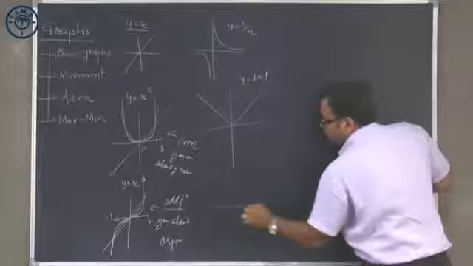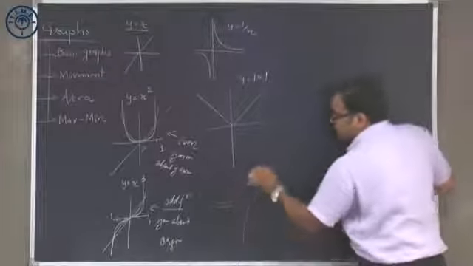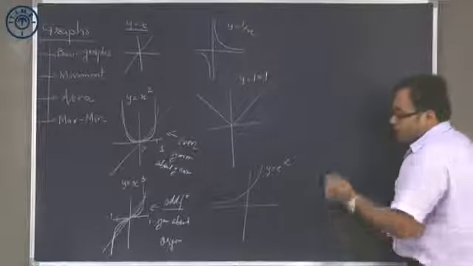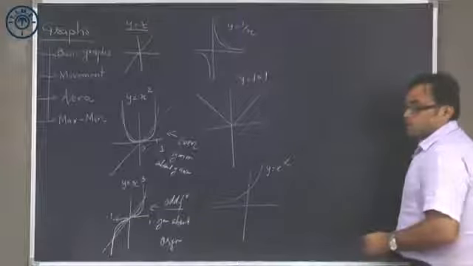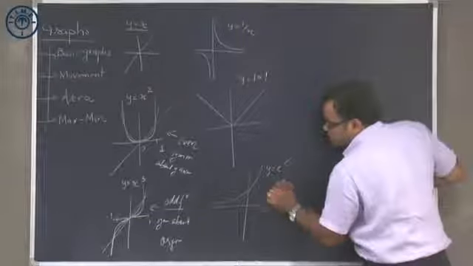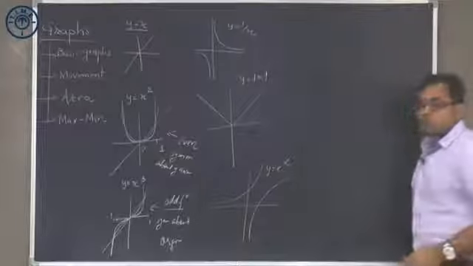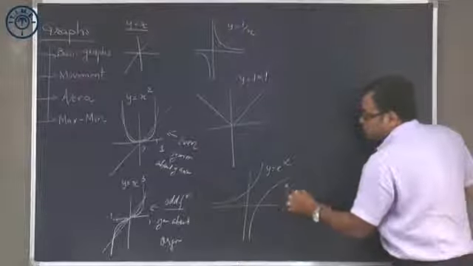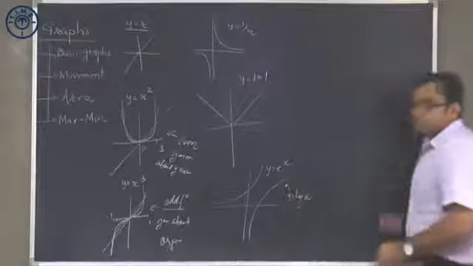Next one, the graph of y equals e to the power x. So y is equal to e to the power x. I would like to also draw the graph of y equals log of x in the same figure. So this will be the graph of y equals log of x. So this is y equals log of x.